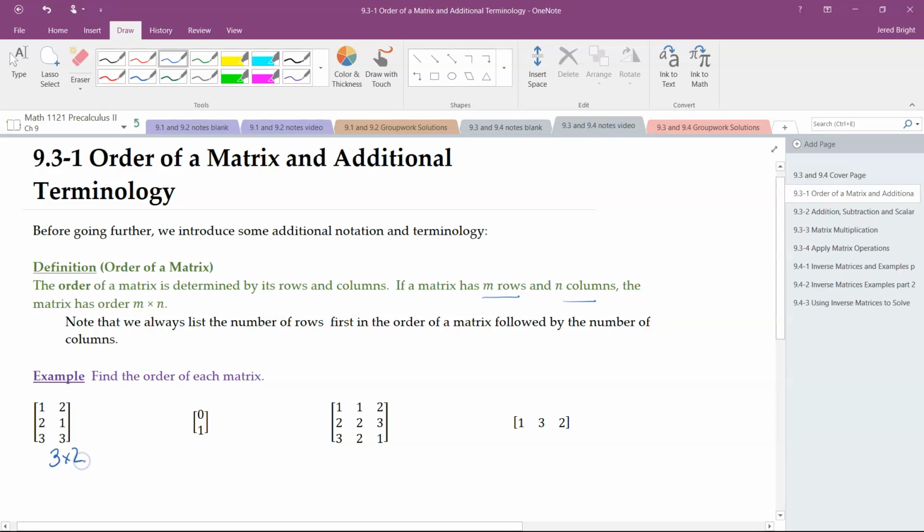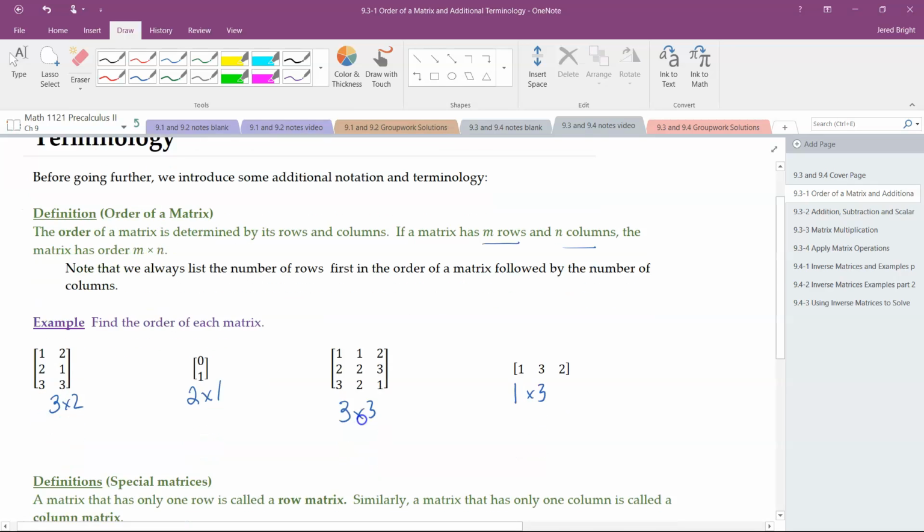Okay, this next one we have 1 column and 2 rows, so it would be a 2 row by 1 column matrix. Next one, we have 3 for each of the rows and columns, so this is a 3 by 3 matrix. And this last one, we would say we have 1 row by 3 columns. All right, so just some notes on that.